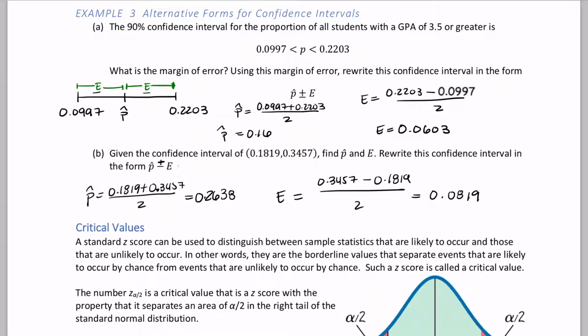Okay, you should be up to this point now. If you notice, for both parts A and B, we have our point estimates, and we also have our margin of error. So now we can write these in this form. For part A, we would write 0.16 plus or minus 0.603. And for part B, we would write 0.2638 plus or minus 0.0819.